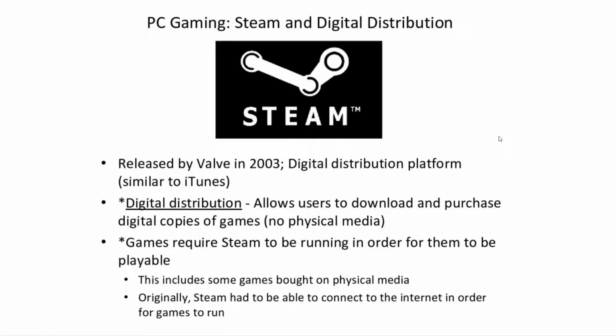Basically, when you go on Steam and buy a game, it requires Steam to be running in order for them to be playable. This was even true of Half-Life 2. When you bought Half-Life 2 in the store, you still had to activate it via Steam, which a lot of people didn't like. Remember, prior to this, you would go to the game store or the Walmart or whatever, buy your game disc, put it in your PC or your game console, and it just worked. You didn't have to do anything else.